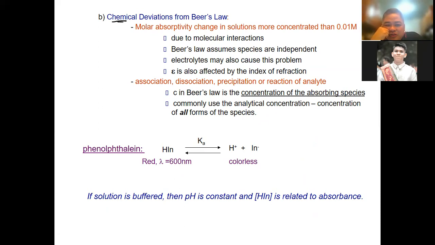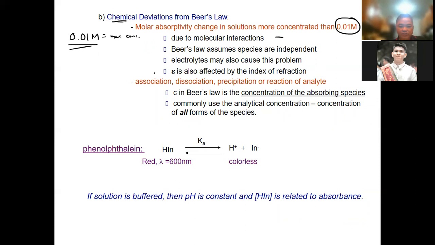Usually, the molar absorptivity changes, and it is no longer constant, in solutions more concentrated than 0.01. So what does it mean? This is the max concentration that you should use. Okay, and the reasons for these are many. They could be due to molecular interaction, and at concentration higher than 0.01, Beer's law assumes species are independent. Okay. And then electrolytes may also cause this problem.